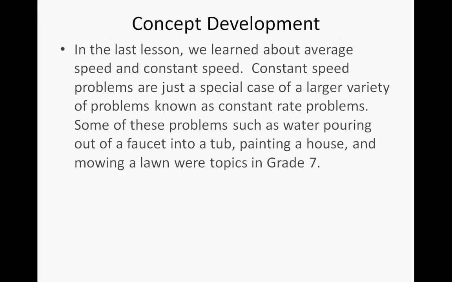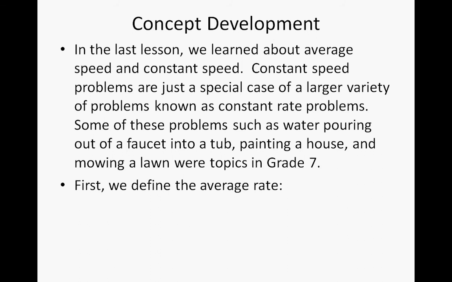All right, let's take a look at our concept. So in the last lesson we learned about average speed and constant speed. Constant speed problems are just a special case of a larger variety of problems known as constant rate problems. Some of these problems, such as water pouring out of a faucet into a tub, painting a house, and mowing a lawn, were topics in grade 7.